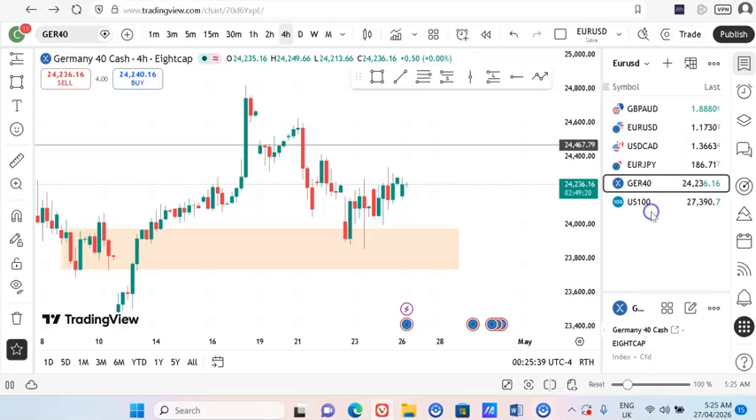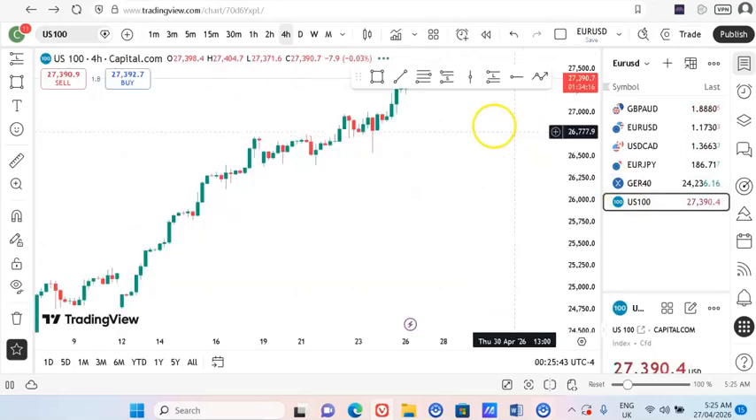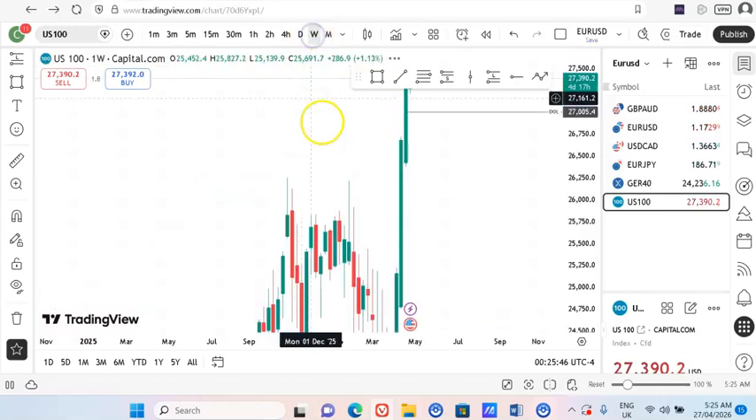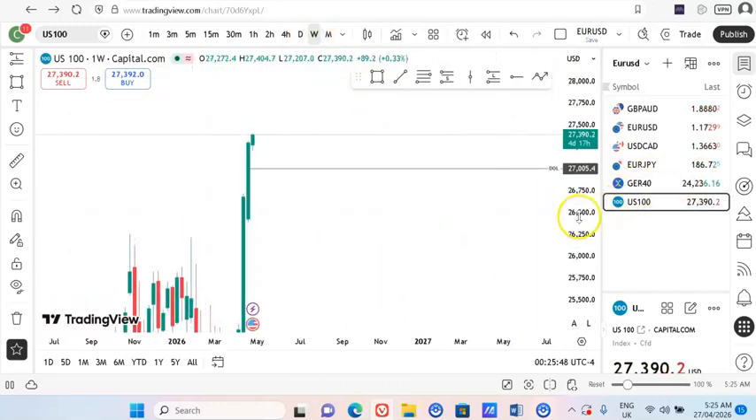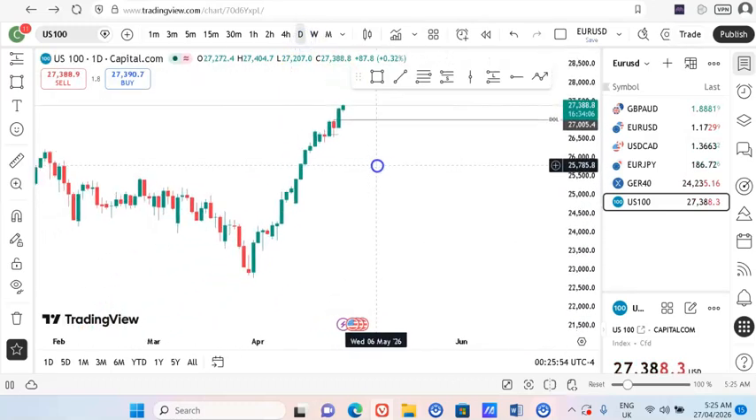Now lastly, let's look at US 100. My bias for this is bullish, so there's nothing more. It has been at all-time highs, so look for bullish entries to engage in this market.